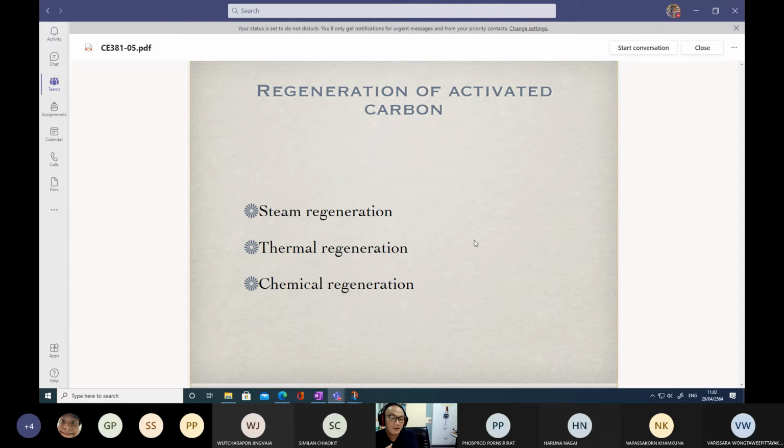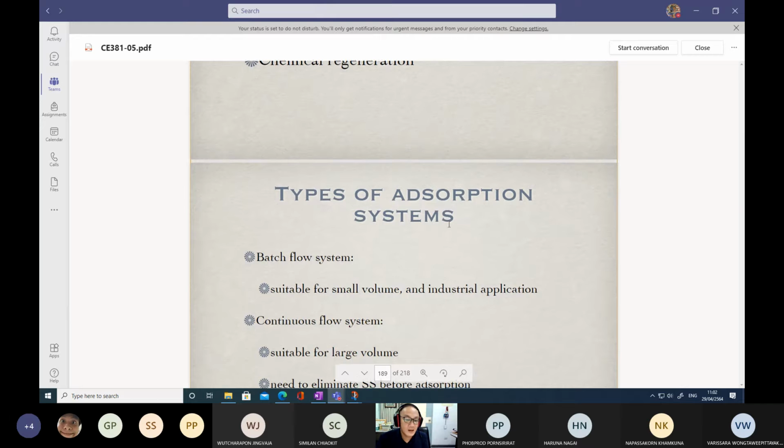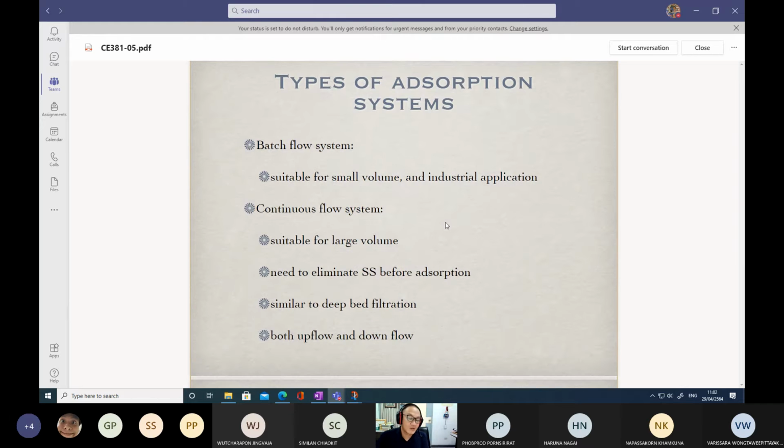Sometimes we have to use chemicals to regenerate. It depends on the types of the adsorbent. Once we regenerate it, all the adsorbents can be reused again. For the adsorption, we can apply the continuous flow system, or we can apply the batch flow system. So what is the difference between these two?